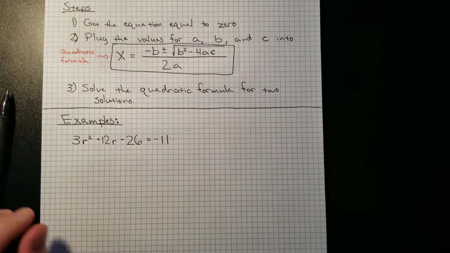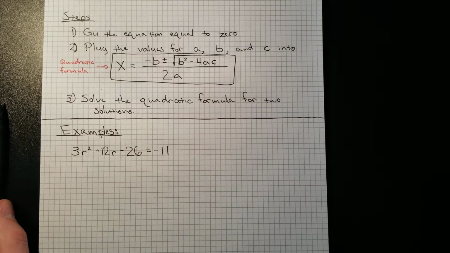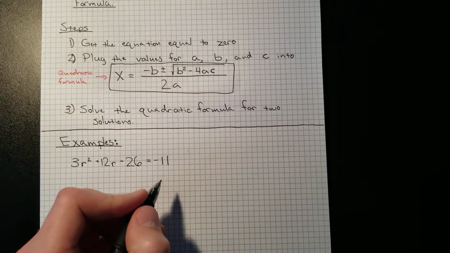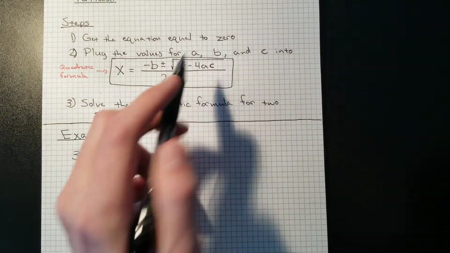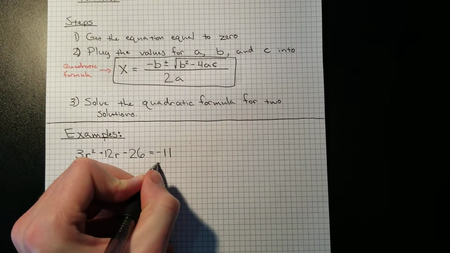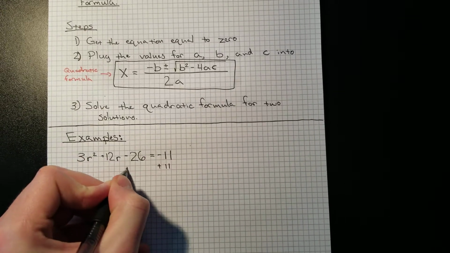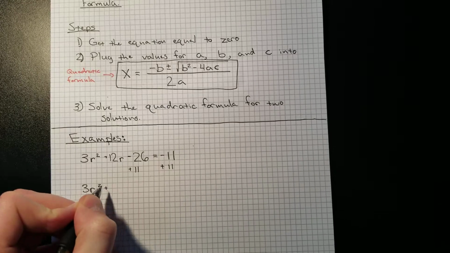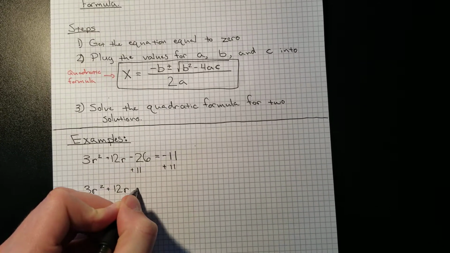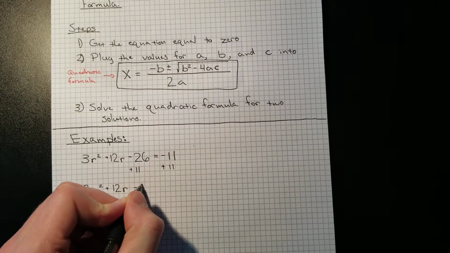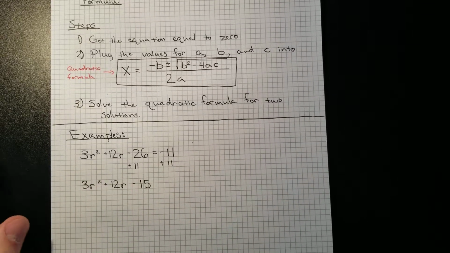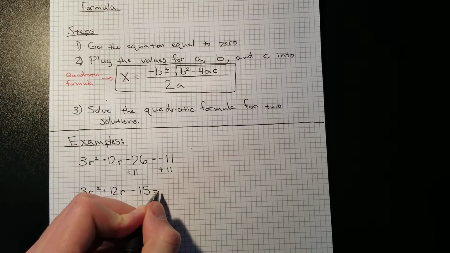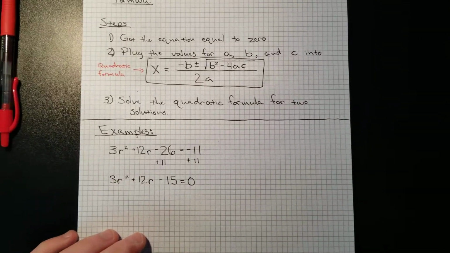So this example right here, 3r squared plus 12r minus 26 equals negative 11. Step 1, we have to get the equation equal to 0. It's not equal to 0, so we have to add 11 to both sides. So that gives us 3r squared plus 12r minus, what would that be? 15. All right, so we have that. And that is equal to 0 now, so that works.